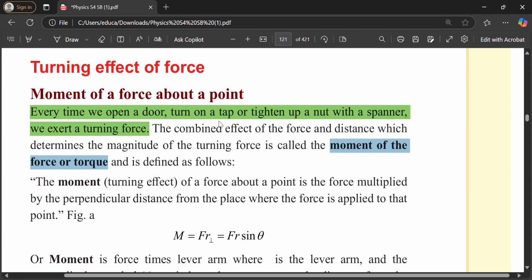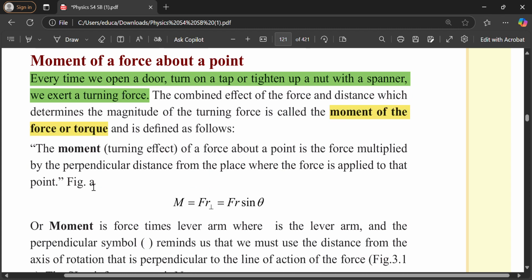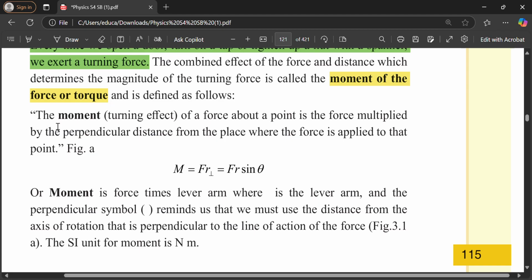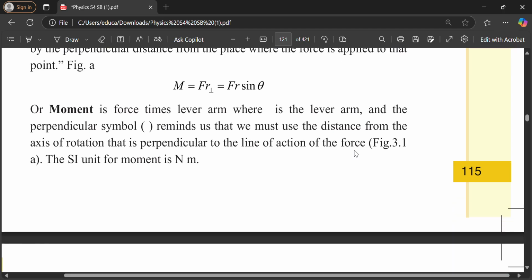So what is a torque? Cyangwa se what is a moment cyangwa se what is a turning effect. Ibyo byose ni uburyo ushobora kubivuga. So the moment of a force about a point is a force multiplied by the perpendicular distance from the place where the force is applied to that point. One moment ni force ukubye na perpendicular distance from the place where the force is applied ukurikije n'iyo point.